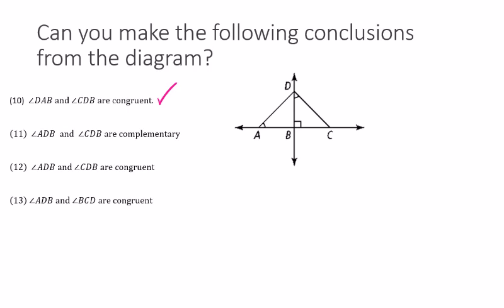All right, number 11, angle ADB and angle CDB are complementary. Complementary angles have to add up to 90 degrees. Let's see, we do know that this is 90 degrees, of course. That's given, and then we know that if this is 90, then this has to be 90. They form a linear pair.